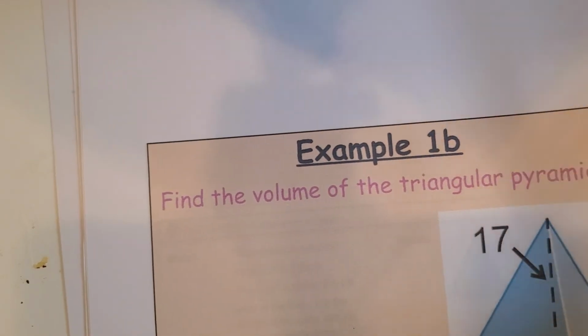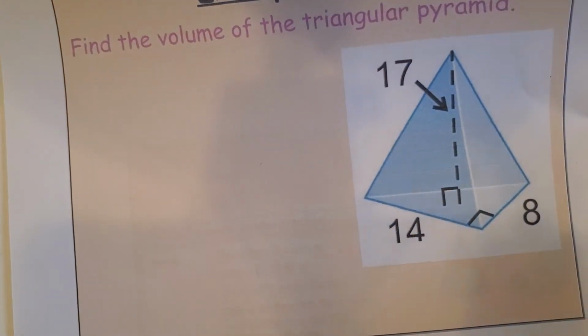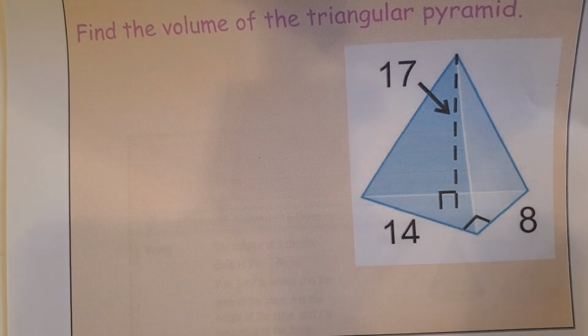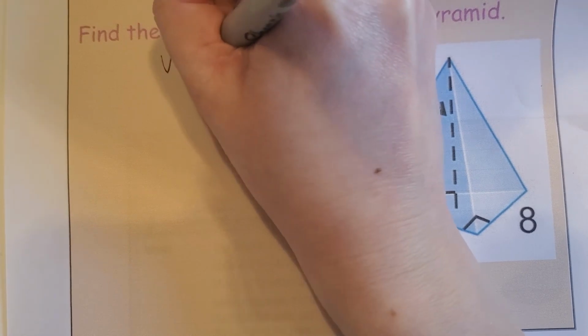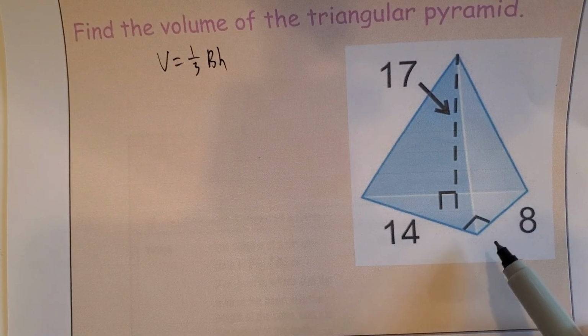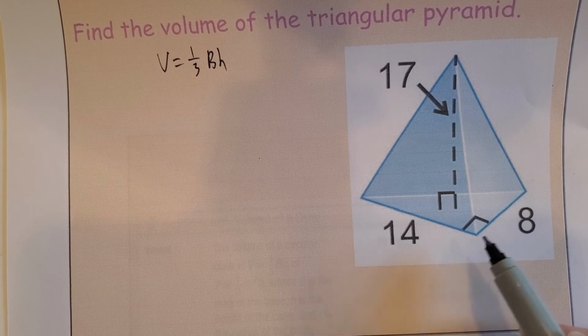Okay. Ooh, this is a huge picture. Something slightly simpler. Just a different formula for the area of the base this time. It's the same exact volume formula. And because it's a right triangle, we can use the 8 and the 14 as our base and height.